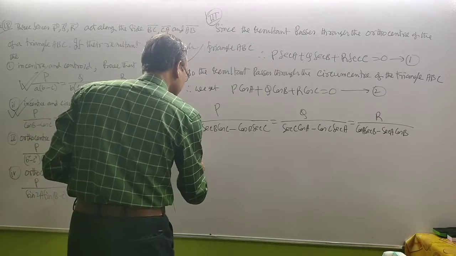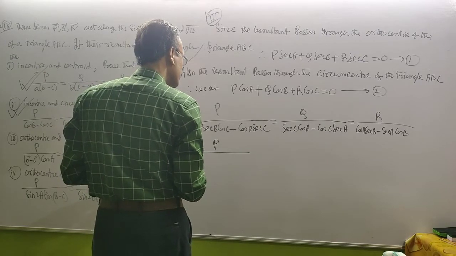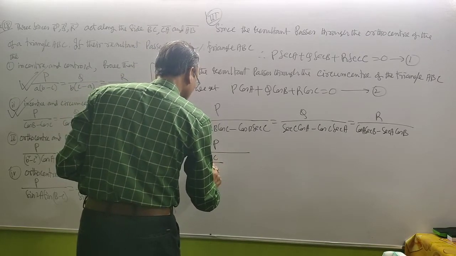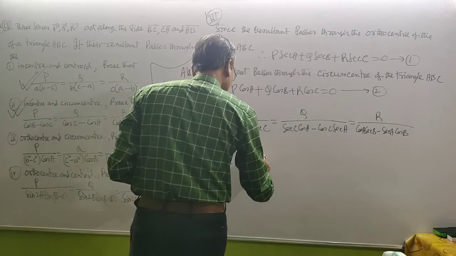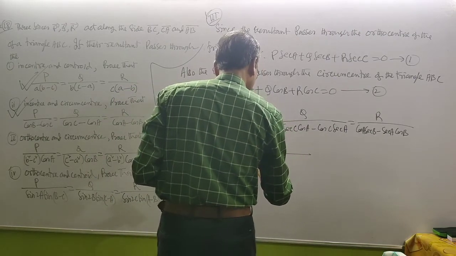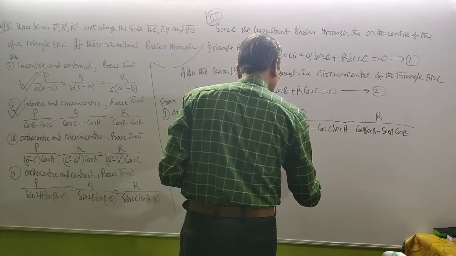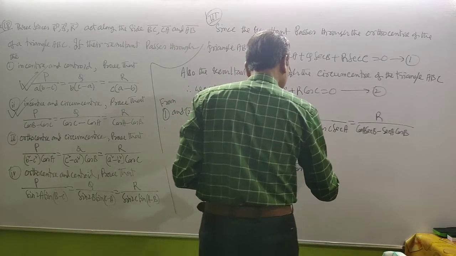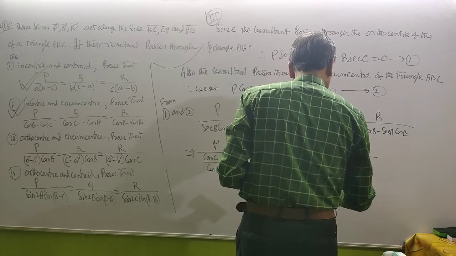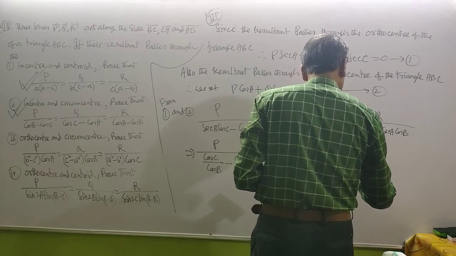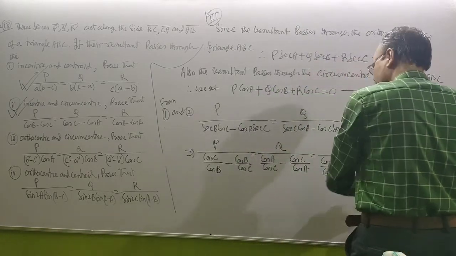Right? This means P divided by (cos C by cos B minus cos B by cos C), equal to Q divided by (cos A by cos C minus cos C by cos A), equal to R divided by (cos A by cos B minus cos B by cos A).